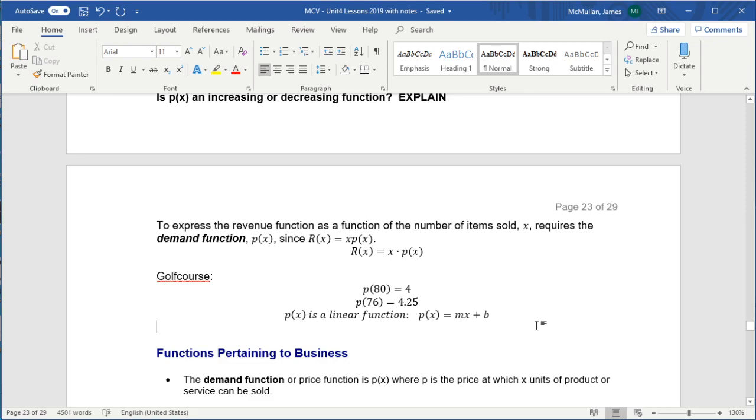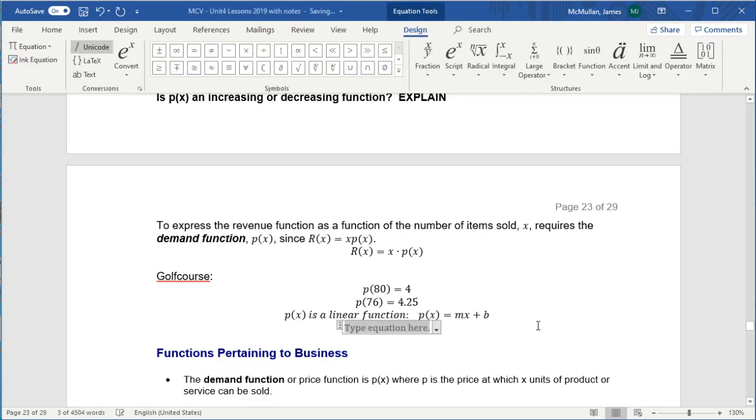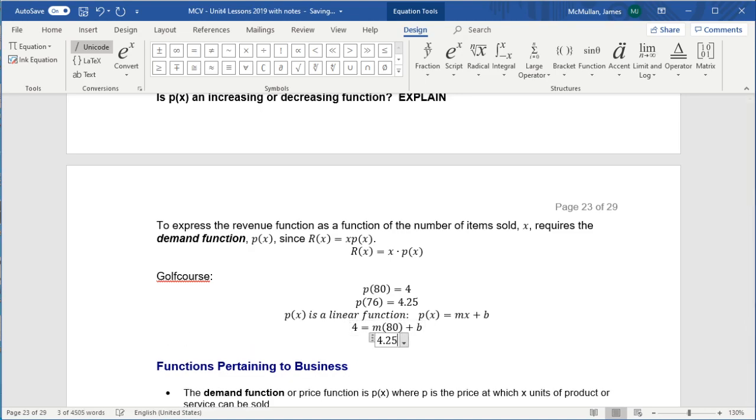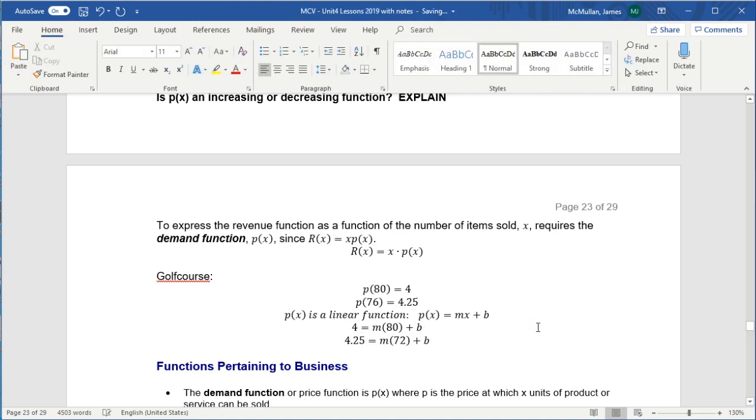Now P of x is a linear function, right? And you know that P of 80 is 4 and P of 76 is 4.25. So watch what we can do. We can say 4 equals m times 80 plus b, and then 4.25 equals m times 72 plus b. We could write those two statements because we're just subbing in x and y into those equations, and we know that it's linear. Now take these two equations and subtract them.